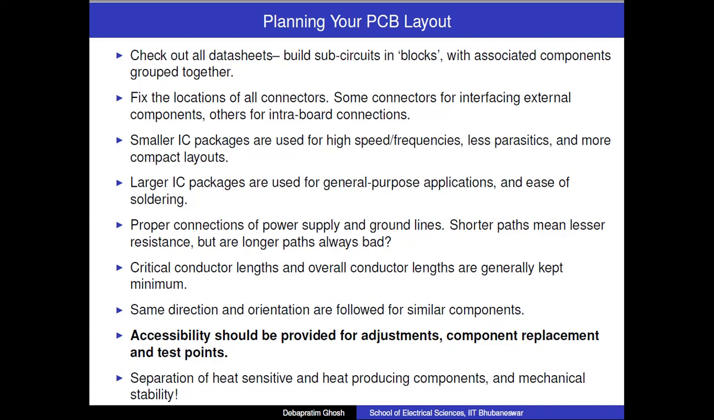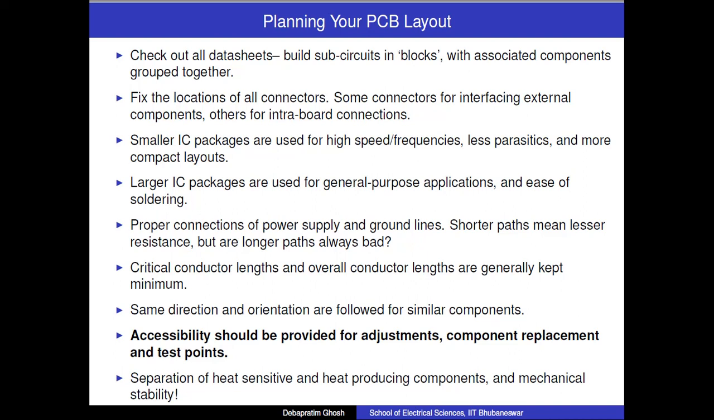Now, the first thing to do during the PCB layout is check all the data sheets of the different ICs that you're using. Many times the data sheets will also give you some guidelines on how to design a PCB for that particular IC. So follow those. Now fix the locations of all the connectors, maybe they are for signal, for power points, whatever. Some connectors are for interfacing external components, and some connectors may be there for connecting wires from one point to the other, depending on the application of the circuit.